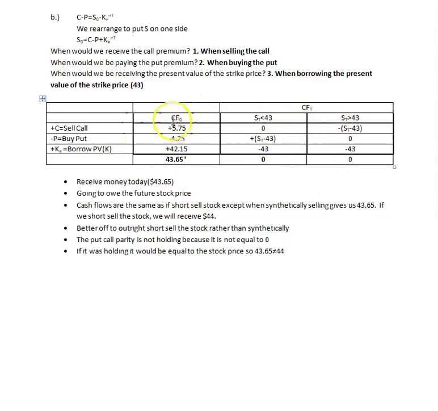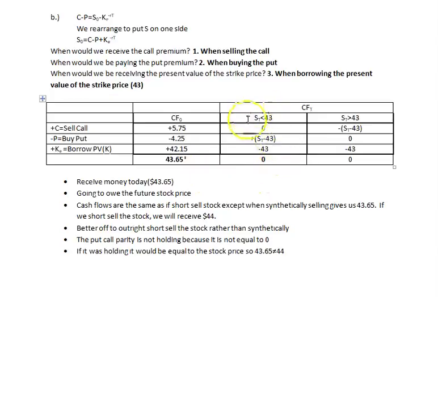Let's insert what we know. So when we're selling a call, we have a positive 0.75. When we're buying the put, we have a negative 4.25. And when we are borrowing, we have a positive 42.15. So once we do the math, we have a 43.65.